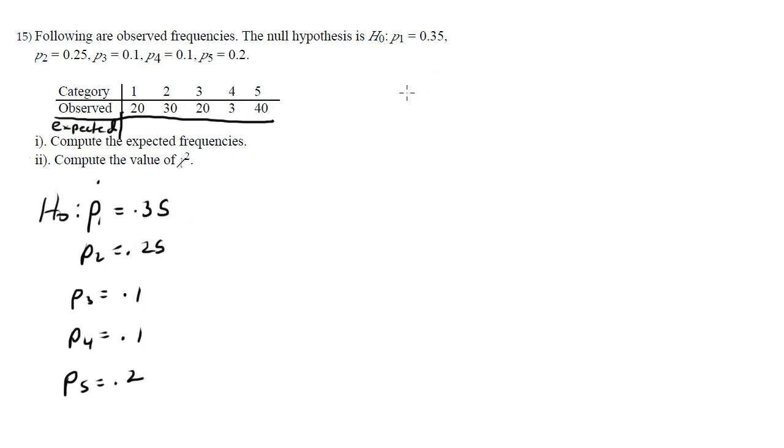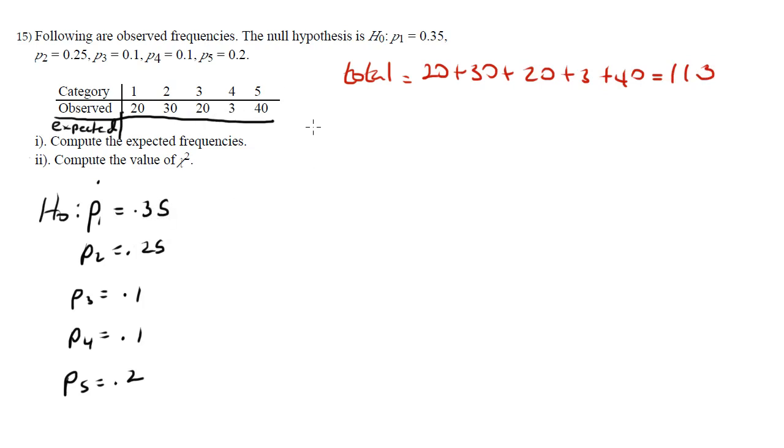How many values are there in total? Total is 20 plus 30 plus 20 plus 3 plus 40. How many total observed, right? So that's 50. 50 plus 20 is 70. 70 plus 40 is 110... 113. That's the total, right?